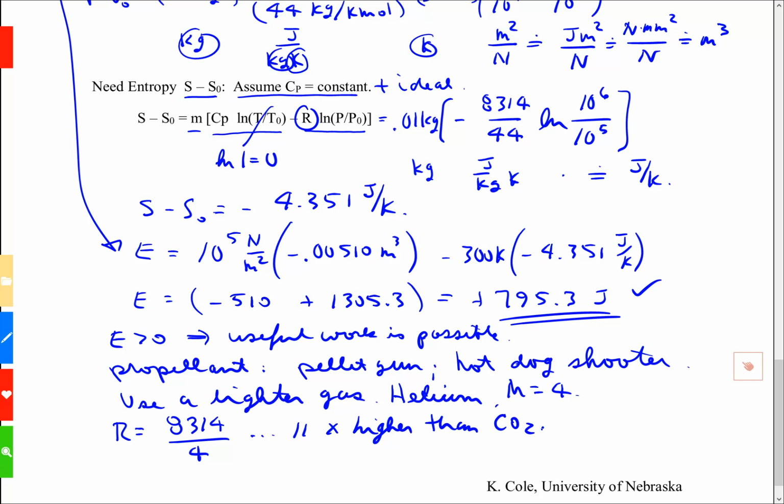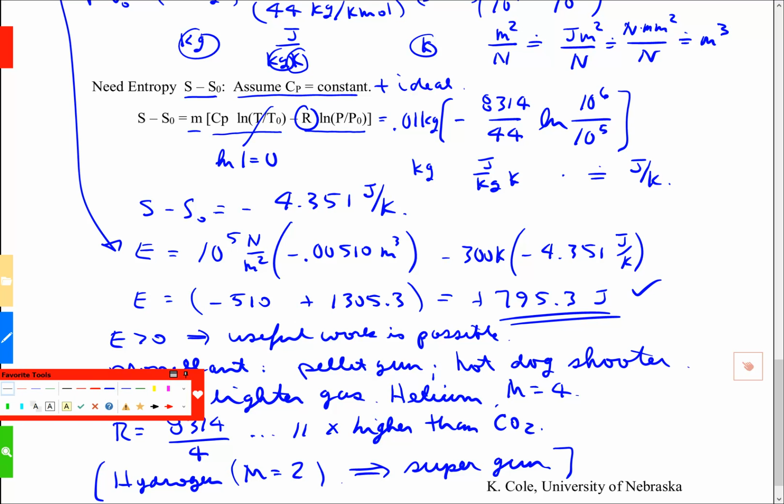So that's one way to get a very exciting hot dog shooter, would be to use a lighter gas. The lightest gas of all, of course, is hydrogen. But since it is flammable, it's not something that you probably want to use. Although that could make it more exciting. M equals 2, so it could be more powerful. Hydrogen has been used for the fastest possible field piece or a super gun. But I'll leave that exploration to you.